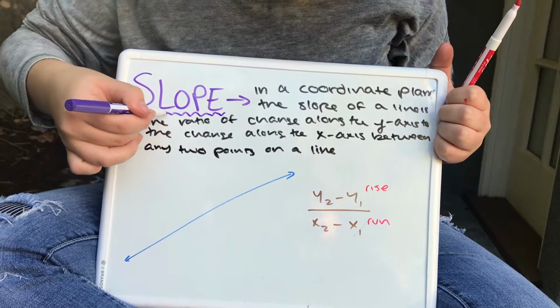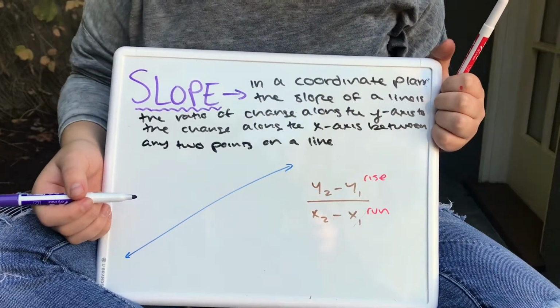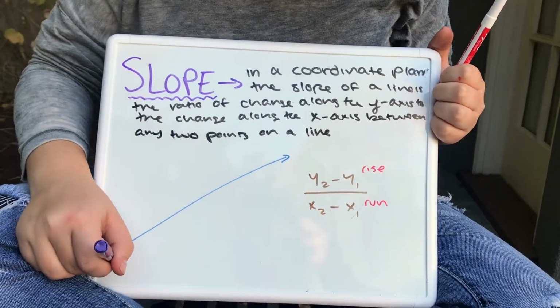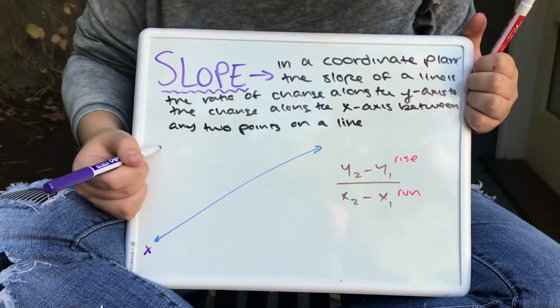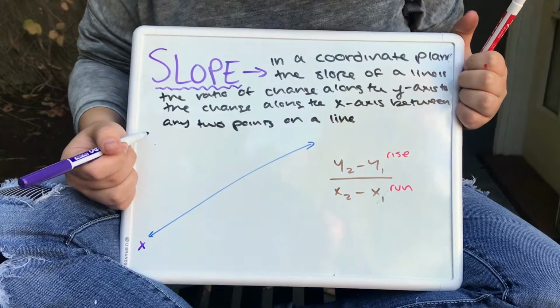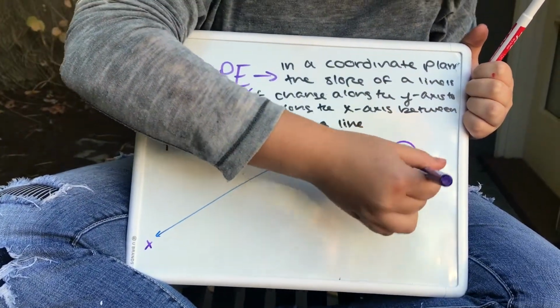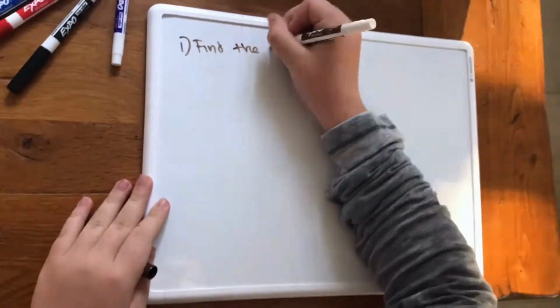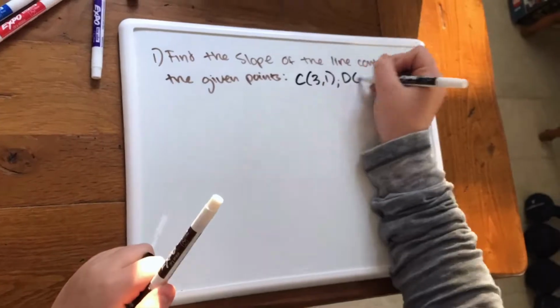In a coordinate plane, the slope of a line is the ratio of change along the y-axis to the change along the x-axis between any 2 points of a line. To find slope, the equation is y2 minus y1 over x2 minus x1. Always remember, rise over run. Let's do a problem. Find the slope of a line containing the given points, C (3, 1), D (negative 2, 1).